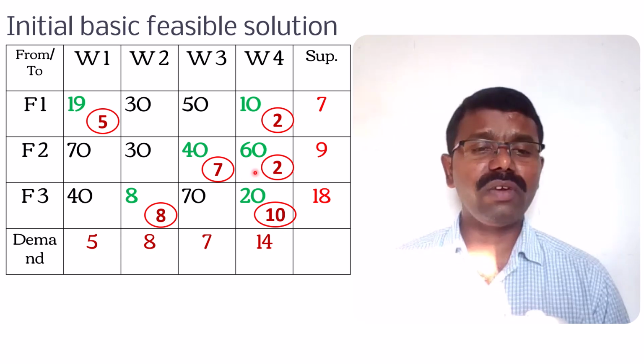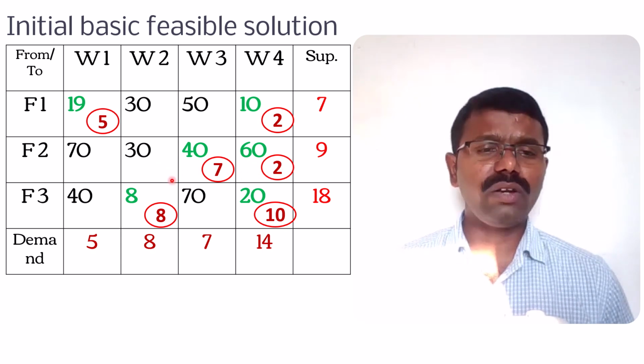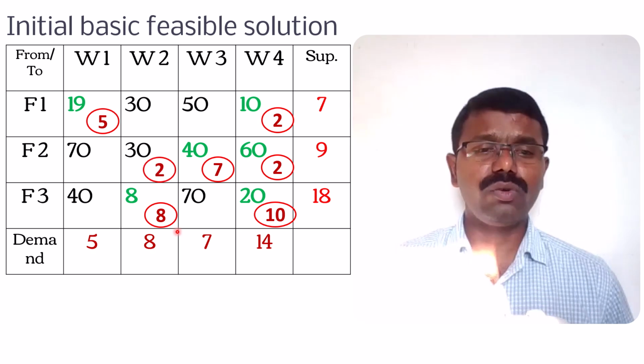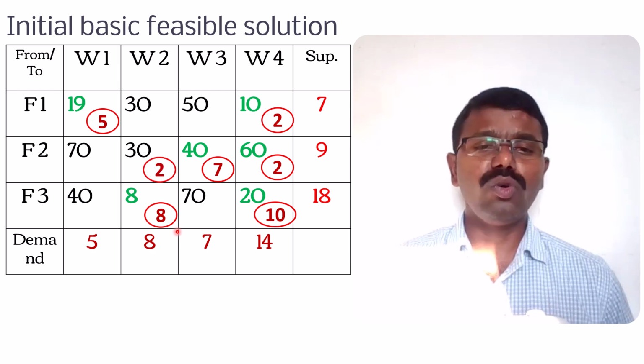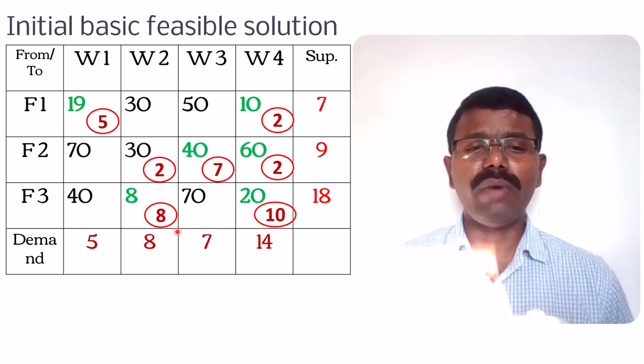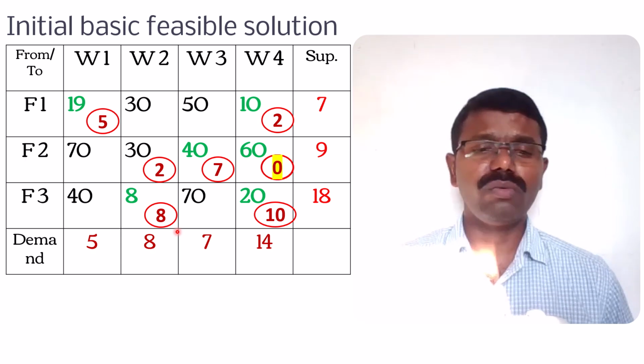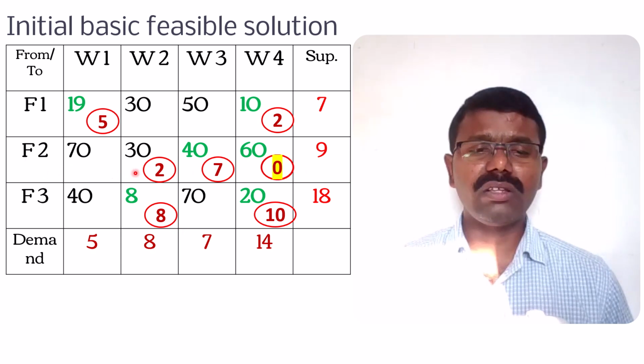The maximum value we can assign here is only 2. So if you assign 2 here, what will happen? With 2 assigned here, 60 minus 60, 2 units are already there, 2 minus 2 becomes 0. Then only this row will be balanced. So if this becomes 0, 10 plus 2 is only 12.